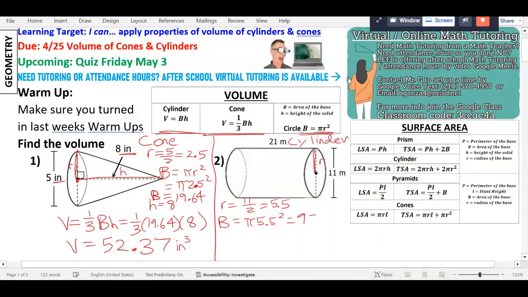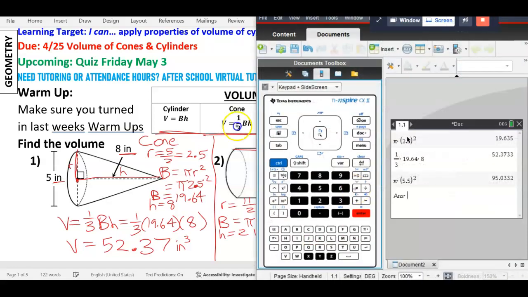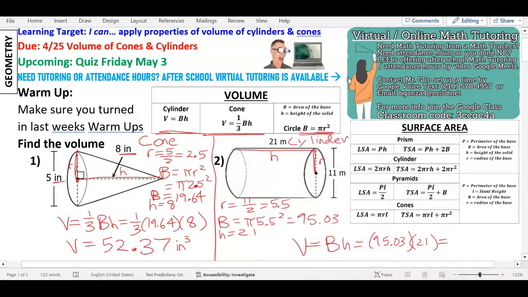That's 95.03. The height, we said, is between the circle bases. So the height has to be right here, and it's 21. So now that we have B and H, can't we use the formula for a cylinder, which is just BH, B times H. So 95.03 times 21 gives me 1,995.7.